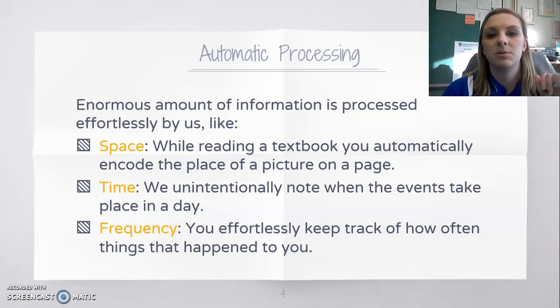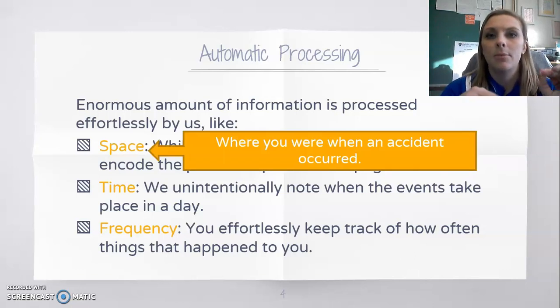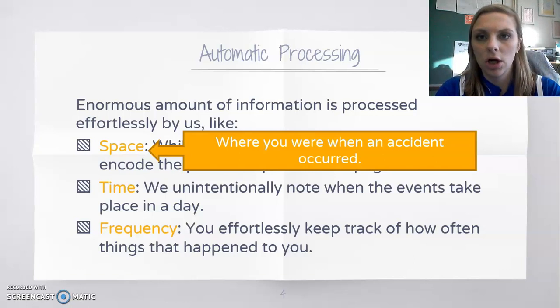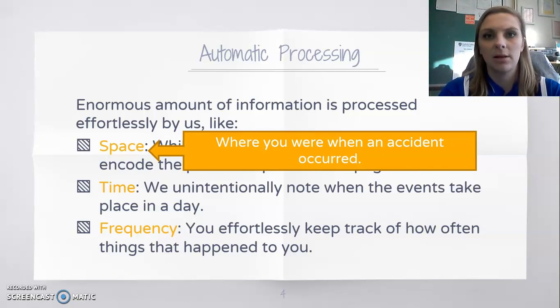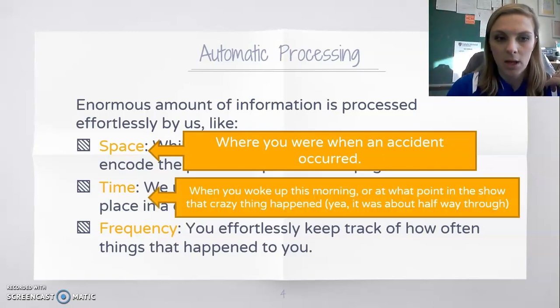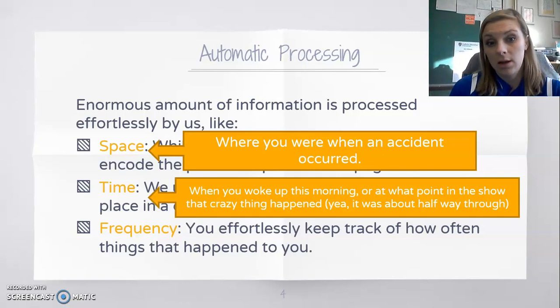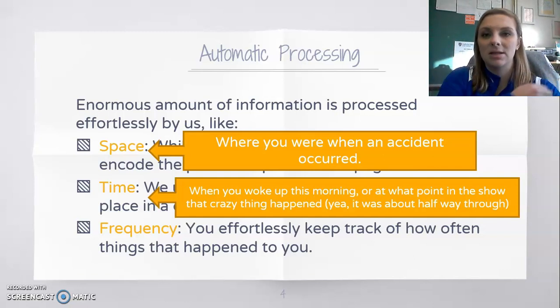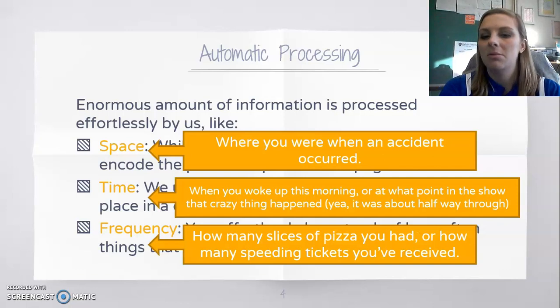So let's look at some specific examples of this. Space: where you were when an accident occurred. You automatically process that. You don't have to physically put that in there or rehearse it over and over again. Time: when you woke up this morning, or a point in a show when something crazy happened. If you watched Grey's Anatomy last night and something crazy happened, you don't put effort into remembering when that happened. You're just like, oh yeah, it was about halfway through. And then frequency: how many slices of pizza you had or how many speeding tickets you received.